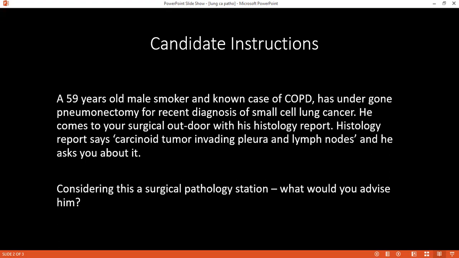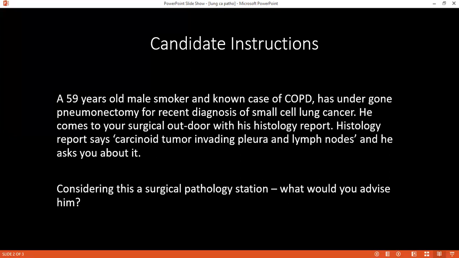Considering the report, what do you think? What is the situation at hand for the patient? Based on the histology, he is having small cell lung cancer which was locally invaded, and he may need some chemoradiotherapy. What are the types of lung cancer which are present or can be present in a 59 years old male?